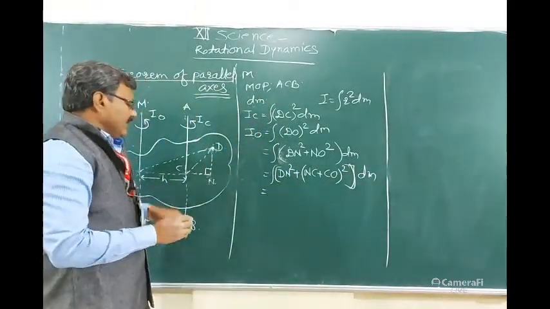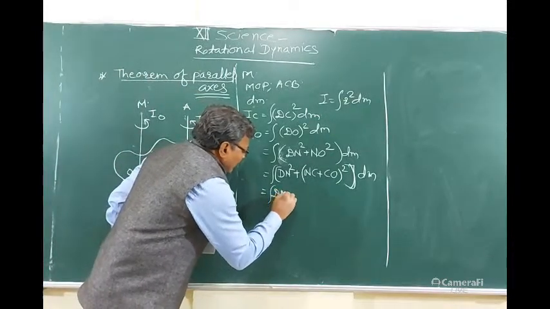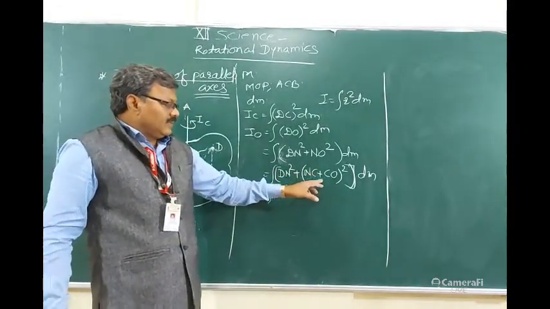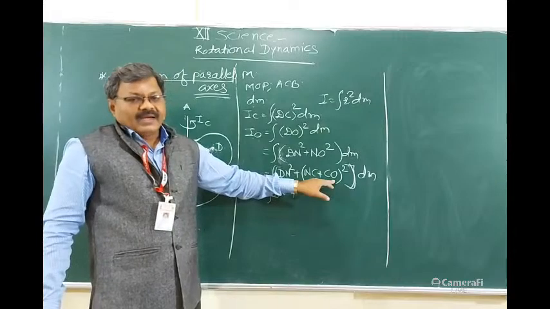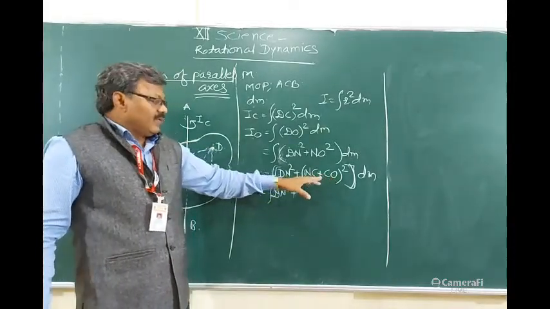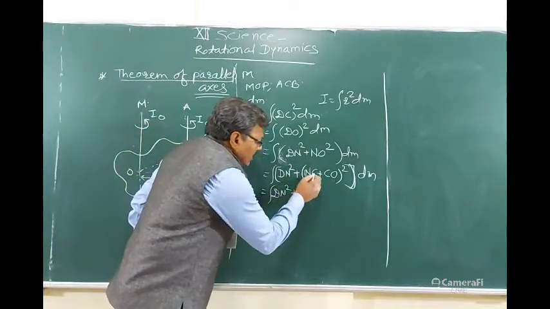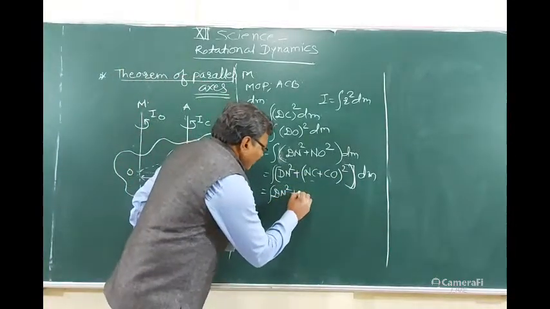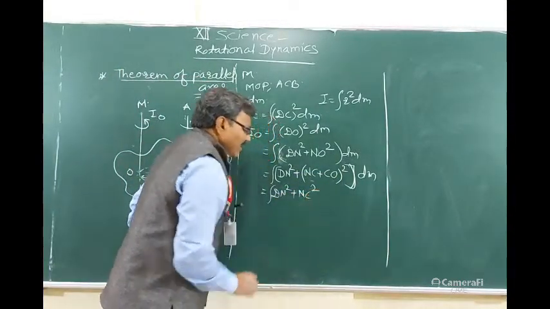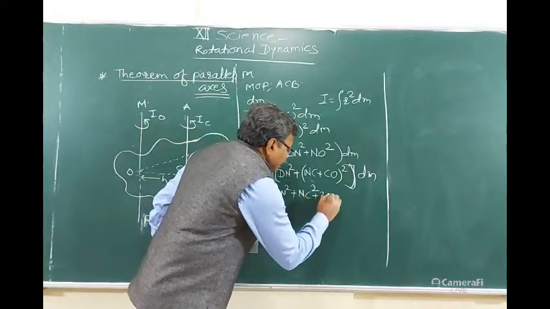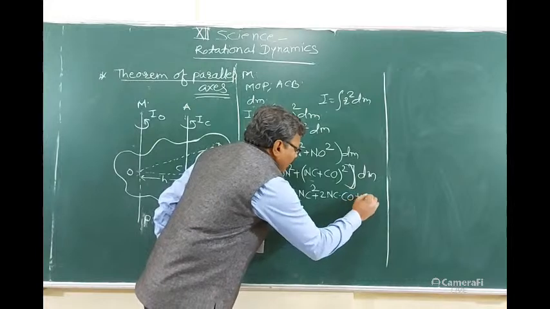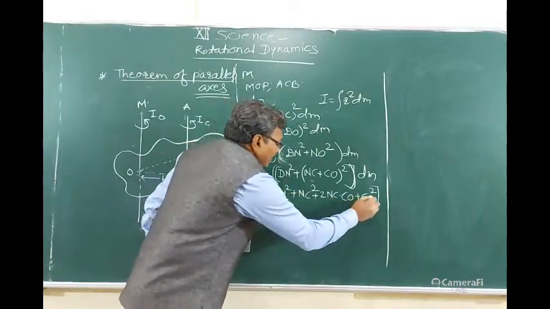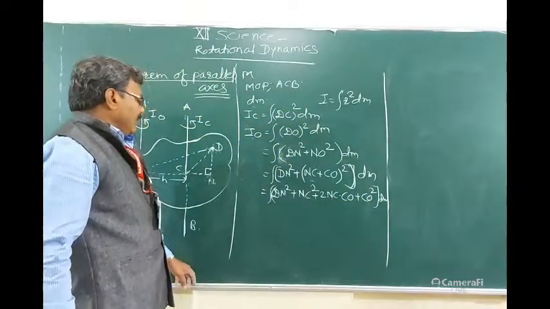Now, this DN square remains as it is. Now, this is the same as the equation (a plus b) bracket square. A plus b bracket square, we can write the expansion as a square plus twice NC dot CO plus CO square. Therefore, we get this as the integration of NC square plus twice NC dot CO plus CO square into dm.